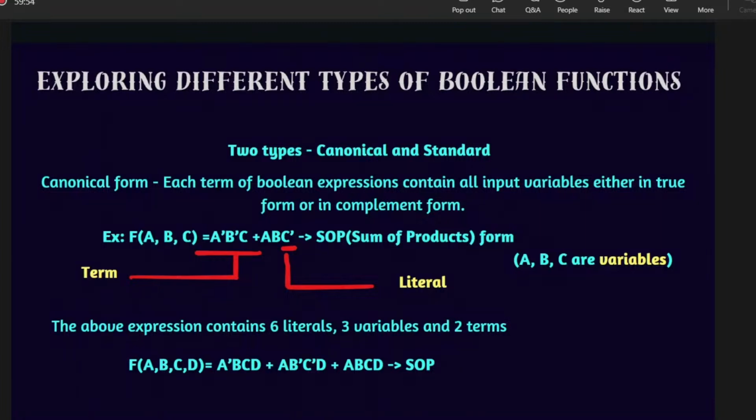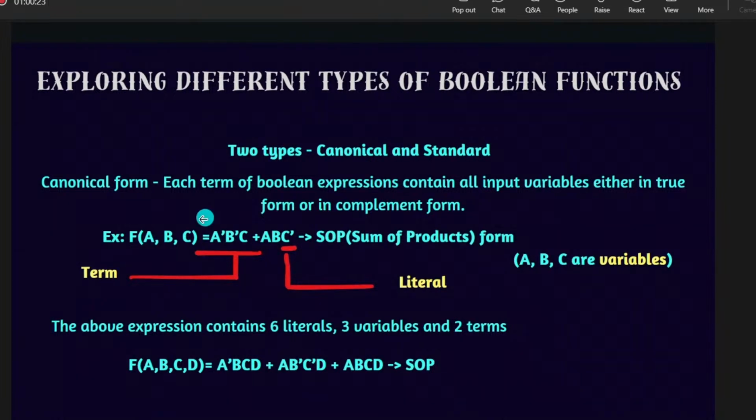So Boolean functions are broadly divided into two types, that is canonical and standard. So what is canonical form? Each term of a Boolean expression contains all input variables either in true form or in complement form. So in your Q&A section, somebody sent me an equation of two terms, each term having x, y, z, right? So that was the canonical form.